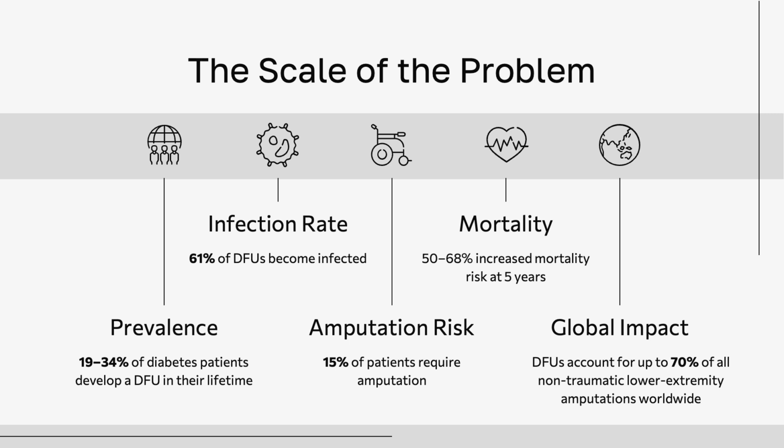Now, you might wonder, how common is this? Really, the numbers are striking. Between 19 and 34% of all diabetes patients will develop a diabetes foot ulcer at some point in their life. That's roughly 1 in 4 people with diabetes. Of those, 61% of DFUs become infected, and 50% ultimately require amputation. In fact, DFUs account for up to 70% of all non-traumatic lower limb amputations worldwide. And perhaps most alarming, patients with DFUs face a 50 to 68% increased risk of mortality within 5 years.